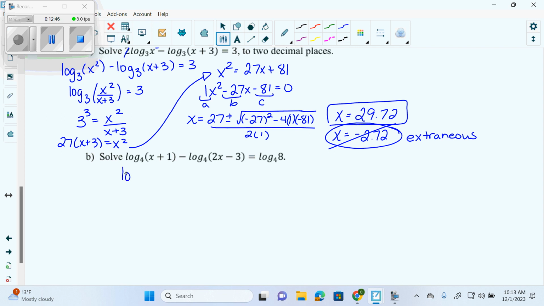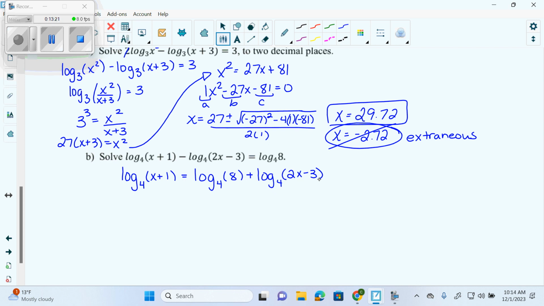So I could even go log base 4 of x plus 1 equals log base 4 of 8 plus log base 4 of 2x minus 3. I find it easier when they're added so I don't have any divisions locked in my logs, right? I just moved that log over by adding it. And now I have all positive logs. Literally just added it over. I just added the log over, right? Nothing crazy.